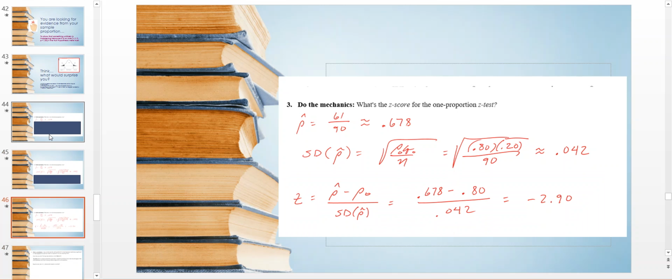Okay, now the final step is to calculate the z-score. If you remember the z-score, it's your sample value minus the population proportion, divided by the standard deviation of that population proportion. You could see on the right, we took the 0.678 from our sample. That was the 61 out of 90 kids. We want to know how far it is from the population proportion, so we subtract 0.80, and then we divide by the standard deviation, and we get a z-score of negative 2.90.